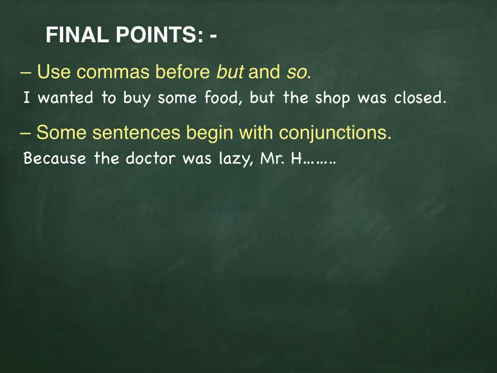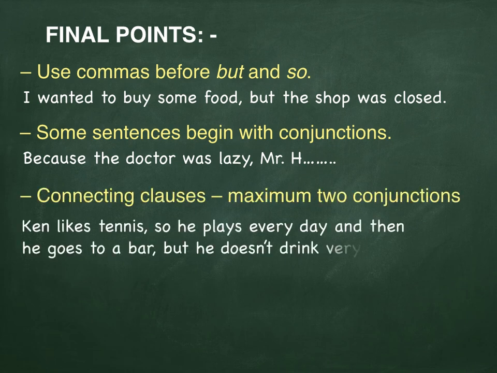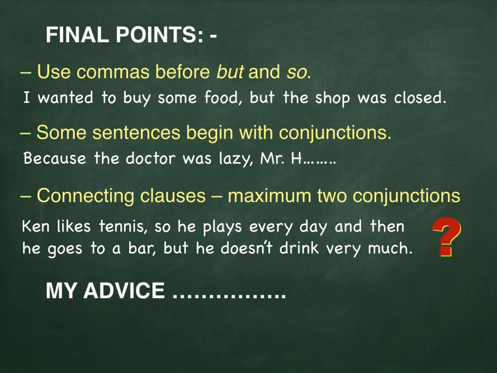Don't use too many conjunctions in one sentence. One conjunction is always safe, and maybe two are okay. But this example has too many conjunctions, and it's difficult to read. If you write short and simple sentences, you will not make so many mistakes.